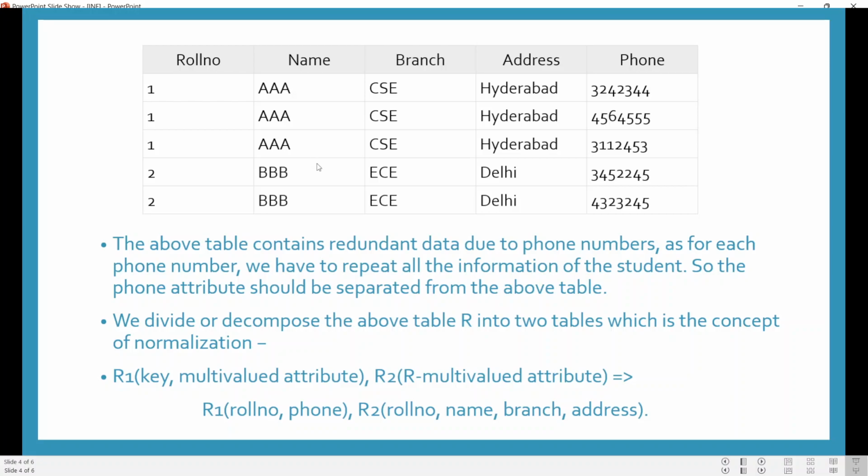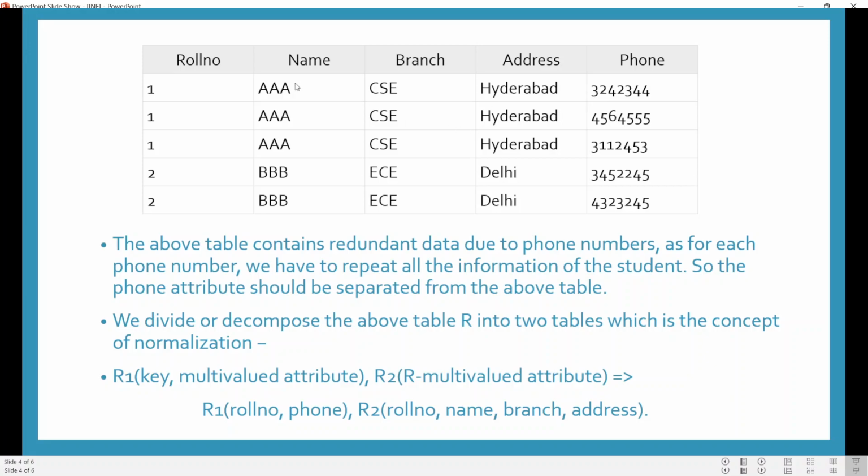So what we have to do is decompose this table into two separate tables. How can we separate this table? Why are the name, branch, and address getting repeated? Because of the attribute phone number. So which attribute is creating this redundant data? The attribute which is multi-valued, you can separate it out from this table.